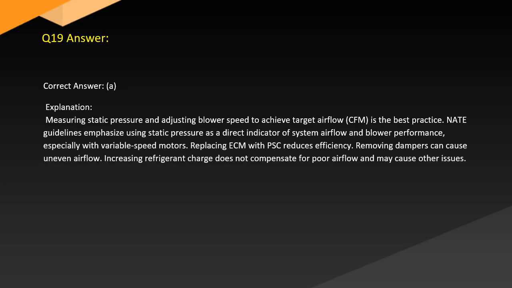Answer. Correct answer: A. Explanation. Measuring static pressure and adjusting blower speed to achieve target airflow CFM is the best practice. NATE guidelines emphasize using static pressure as a direct indicator of system airflow and blower performance, especially with variable speed motors. Replacing ECM with PSC reduces efficiency. Removing dampers can cause uneven airflow. Increasing refrigerant charge does not compensate for poor airflow and may damage the system.